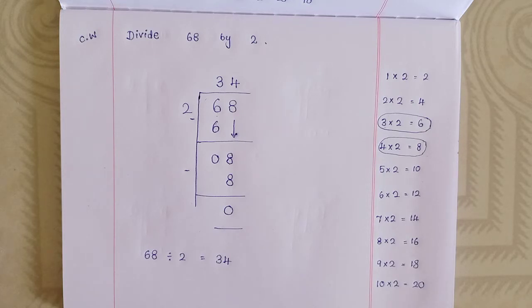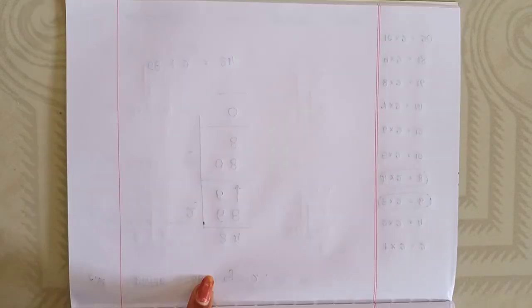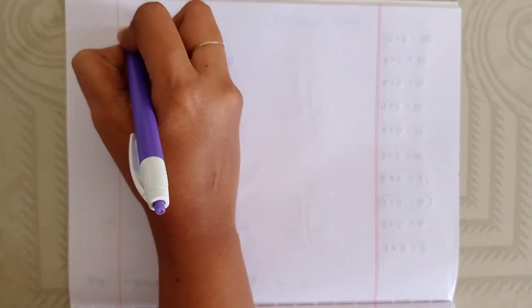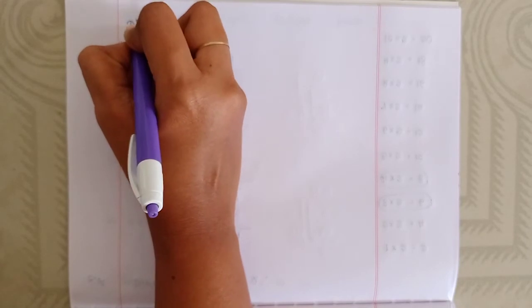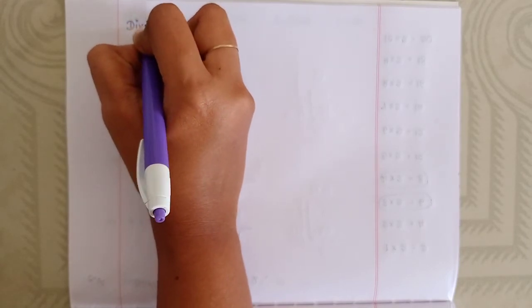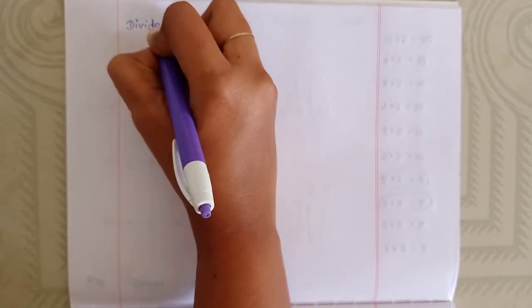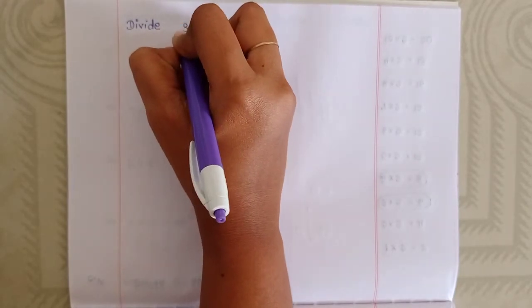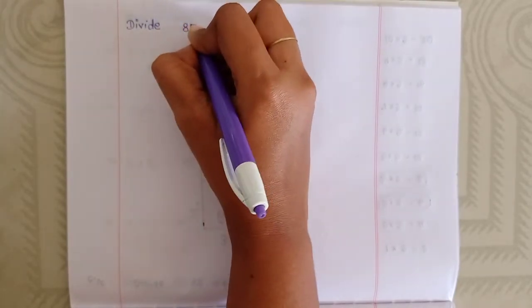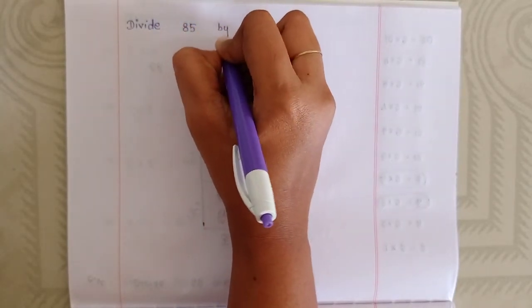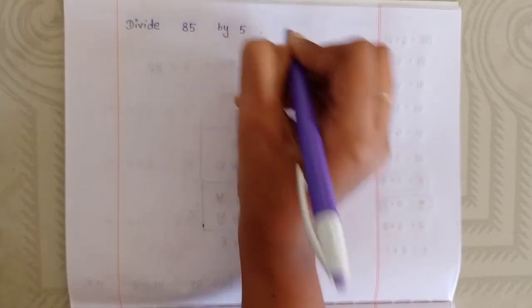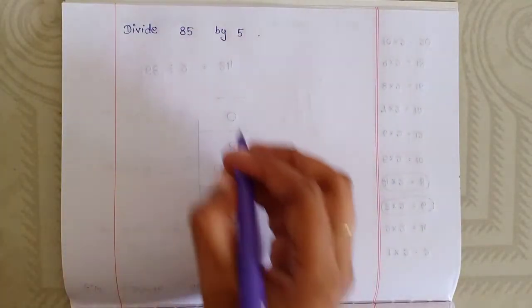All of you have it written? Okay, shall we see the next one? Divide, D-I-V-I-D-E, divide 85 by 5.